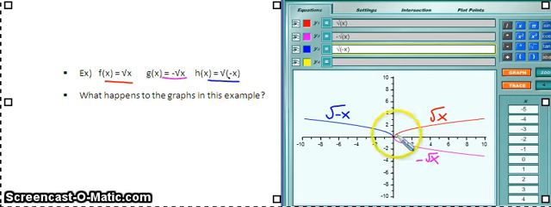Okay, so what has happened to our graph? First of all, let's just compare from the f graph to the g graph. In other words, when I have the parent function and then I take the negative of the parent function, you'll notice that that was an x-axis reflection.